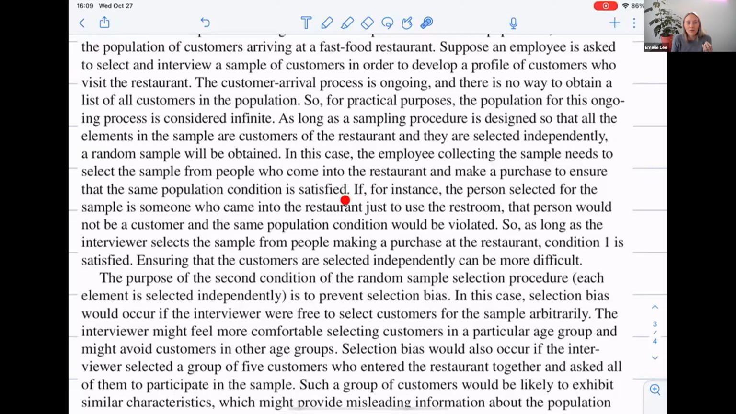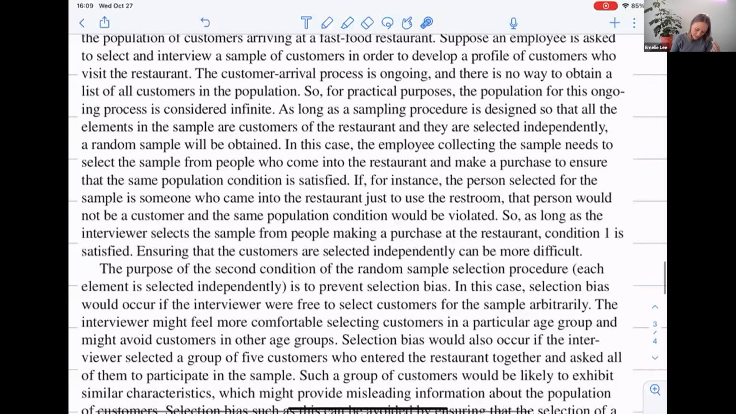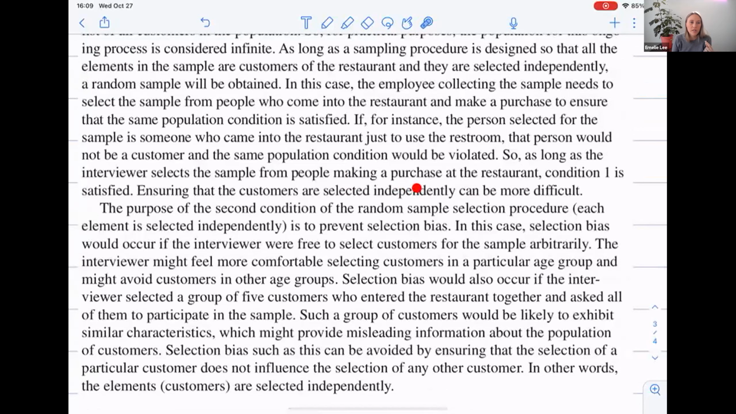So they've got this example: if someone's just coming in to use the restroom but not buying anything, they're not considered a customer. And so then we shouldn't include them in our sample. As long as we're selecting people who are making a purchase, then that first condition, that everyone has to be from the same population, people who make a purchase at the fast food restaurant, is satisfied.